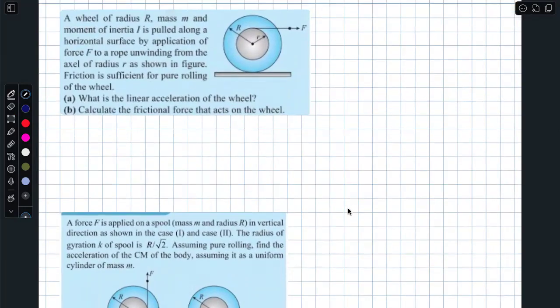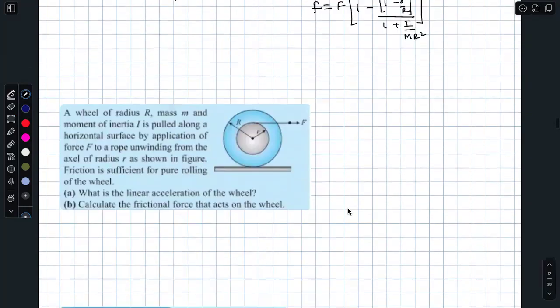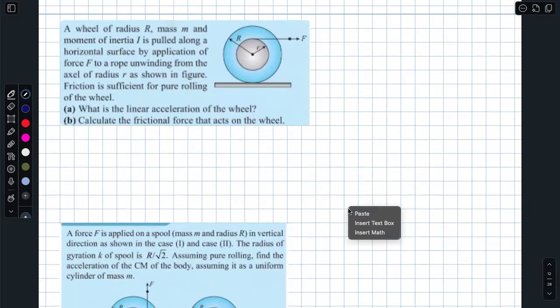Make it fast. A wheel of radius r and mass m and moment of inertia I is pulled along a horizontal surface by the application of a force F to a rope unwinding from the axle of the wheel, as shown in the figure. Friction is sufficient for pure rolling of the wheel. What is the linear acceleration?